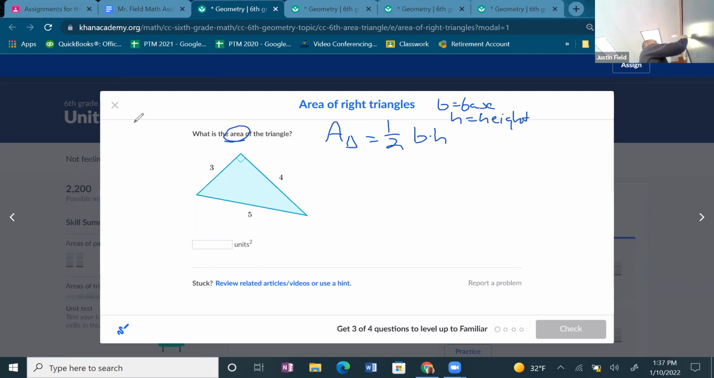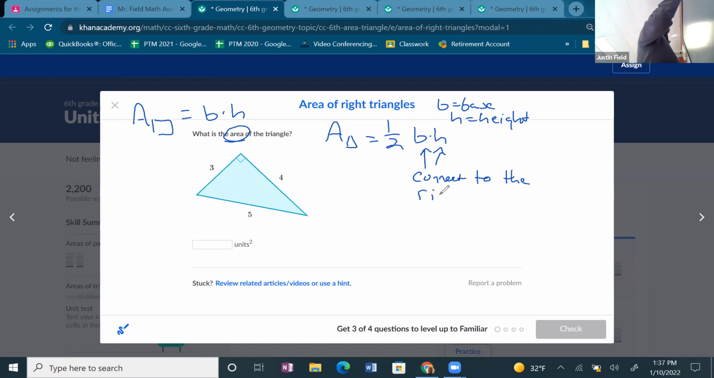And please also know the area formula for a rectangle or square is base times height. All right. 2 area formulas that you should already know, but if you don't, write them down and don't ever, ever forget them. Okay. So the next thing is, which sides are the base and the height? Okay, so the base and the height, you can write this down, are connected to the right angle.